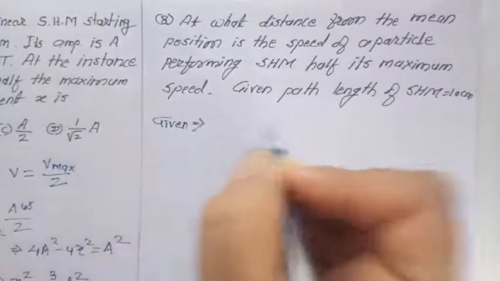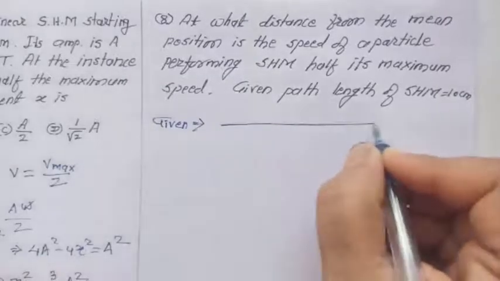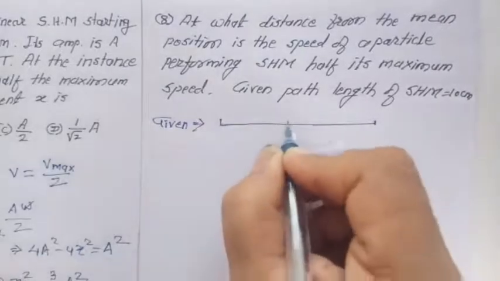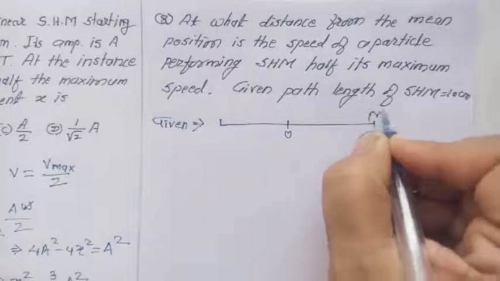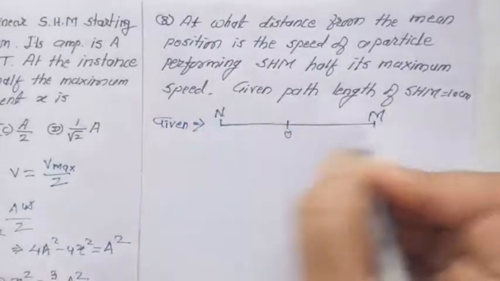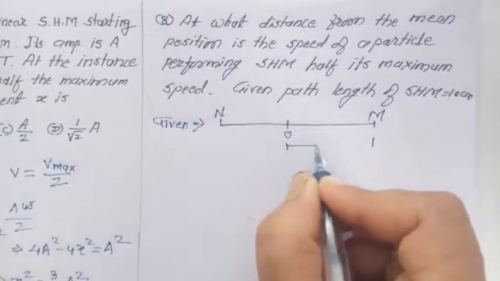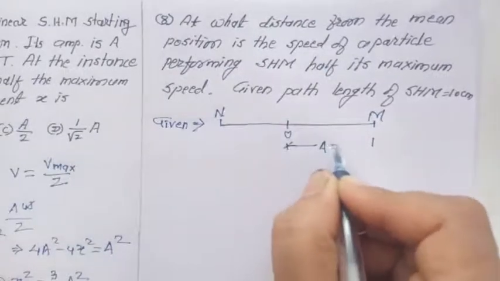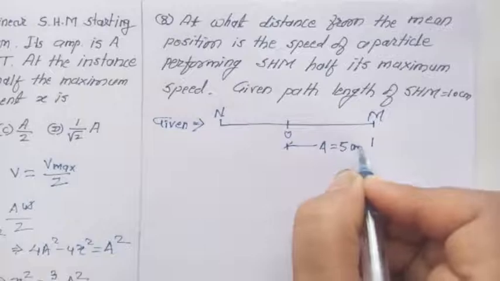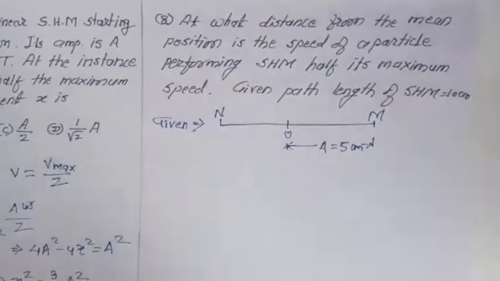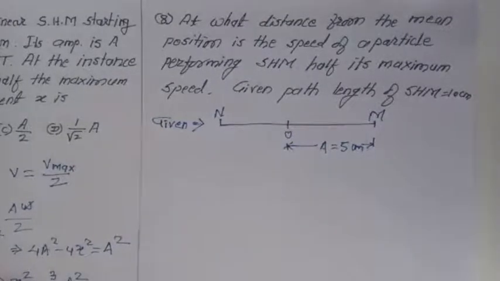The given things are, you are given the complete path length. This is your mean position, from M to N. The complete path length is 10 cm. So I can say this distance, that is the amplitude, is equal to 5 cm. Here the amplitude is given, that is 5 cm, and you have to find the distance.